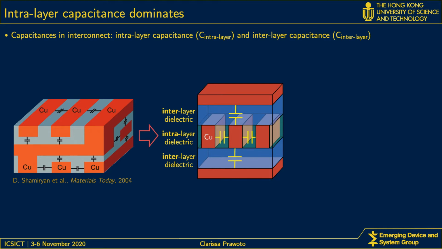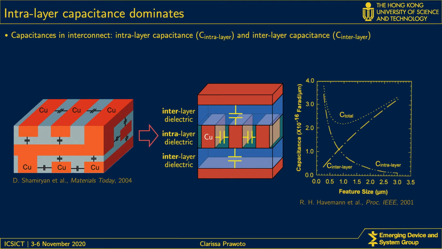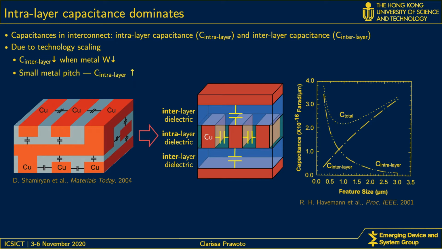As shown in this figure, smaller feature size is characterized by smaller metal-to-metal pitch. Under this scaling scheme, it results in a contrasting trend for the two capacitances. The interlayer capacitance decreases with smaller technology nodes because metal width also scales down. In contrast, the intralayer capacitance increases with smaller technology nodes, such that the total capacitance is dominated by the intralayer capacitance.